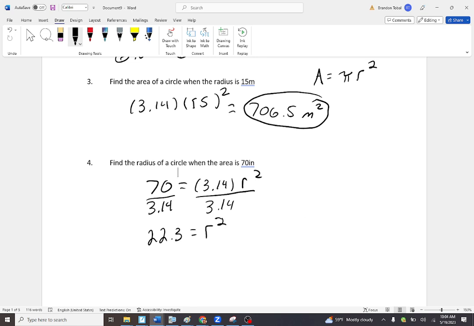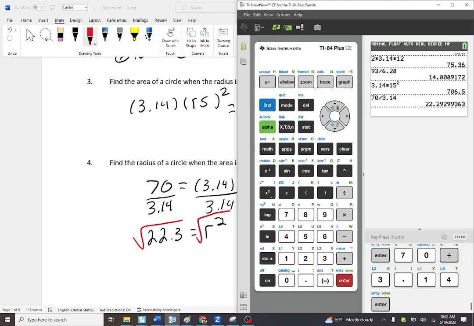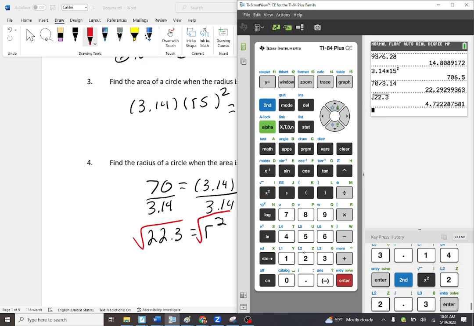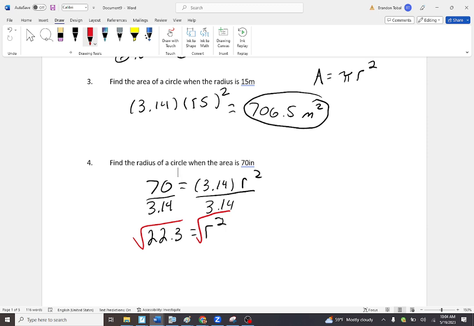Then to get rid of the square, you're going to have to square root it. So I've got to square root both sides. Remember, to find the square root on your calculator, it's second, square. 22.3, square root, 4.7. This is inches, so inches.